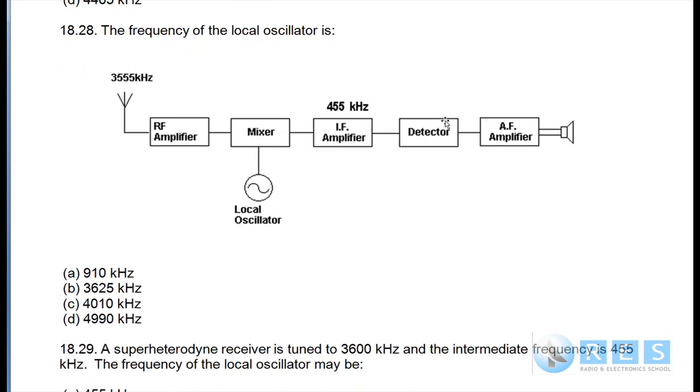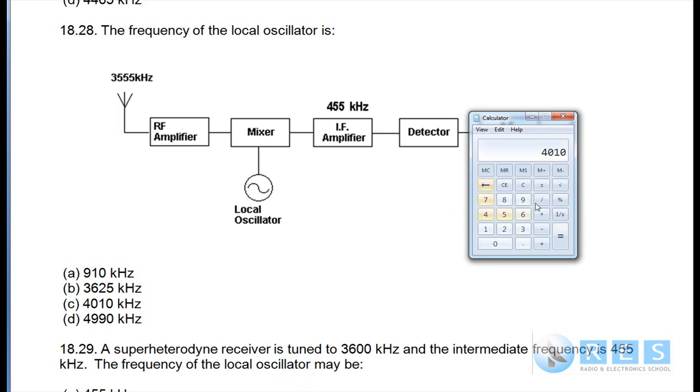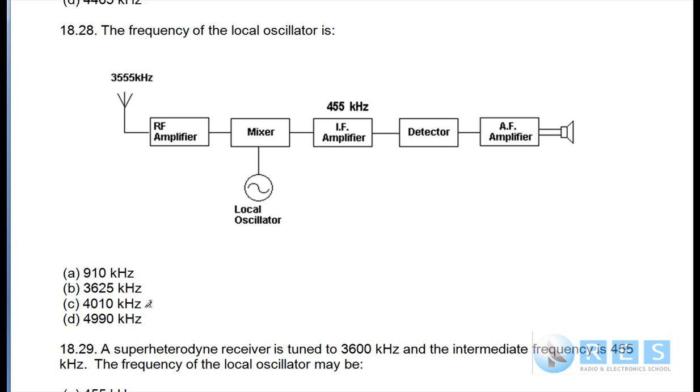1828. The frequency of the local oscillator in this block diagram. Okay, the received signal is 3555 kilohertz and the IF is 455. So the local oscillator must be higher than the received frequency by 455 kilohertz, and I think that's 4010 kilohertz, but I'll double check it. We're simply going to clear, 3555 plus 455 equals, and it's 4010 kilohertz. Use a calculator. It can save you making a simple arithmetic error which is going to cost you 2 marks in the assessment.